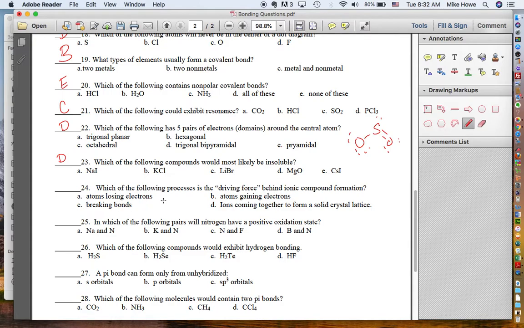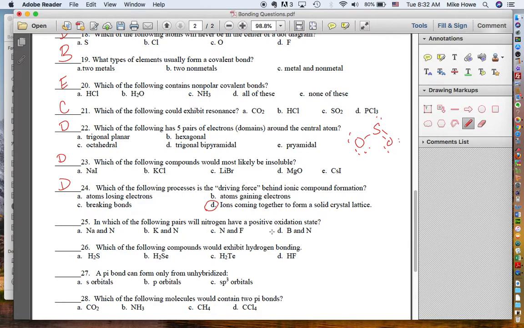And the thing that really drives, you remember the Born-Haber cycle, the thing that releases energy, following that natural trend in the universe toward lower energy, the most significant factor is the lattice energy. Gaining electrons releases energy, but not as much energy is released by gaining an electron as from the lattice energy. So D.